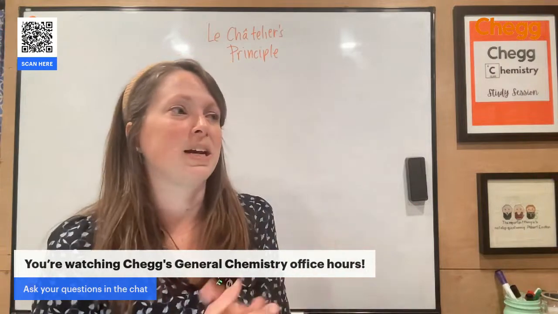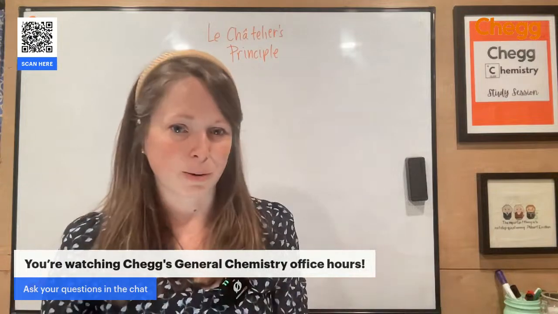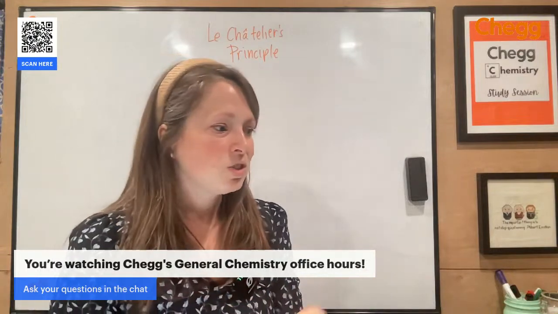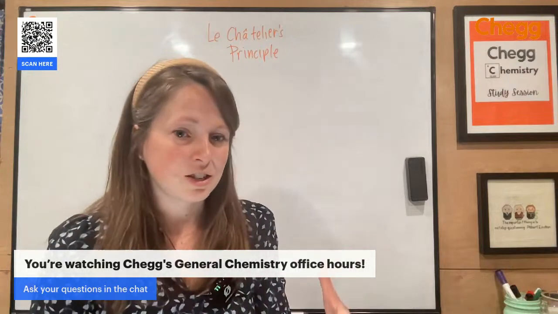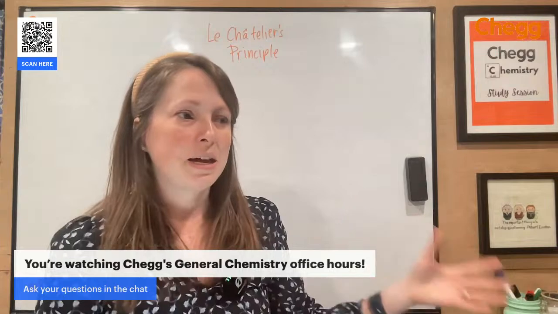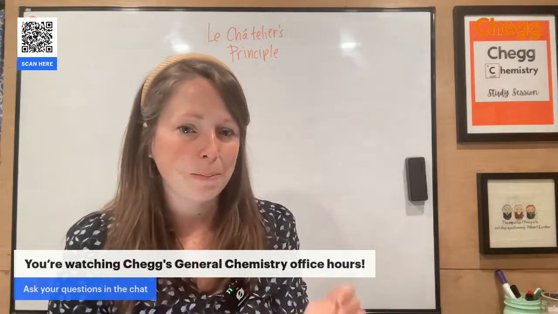By stress, I mean we change the temperature, we add more reactant, we add more product, or we change the pressure of the system. Basically, we can create these changes to the system and then make predictions about whether the forward or the reverse reaction is going to be favored based on that.